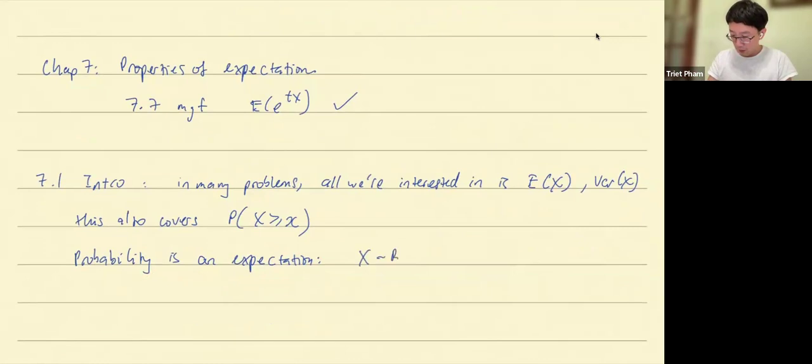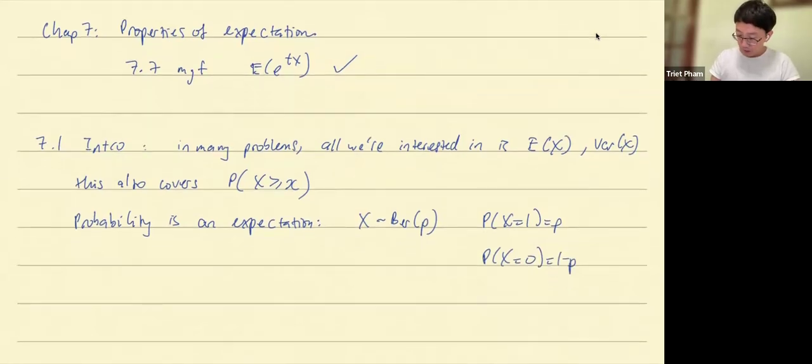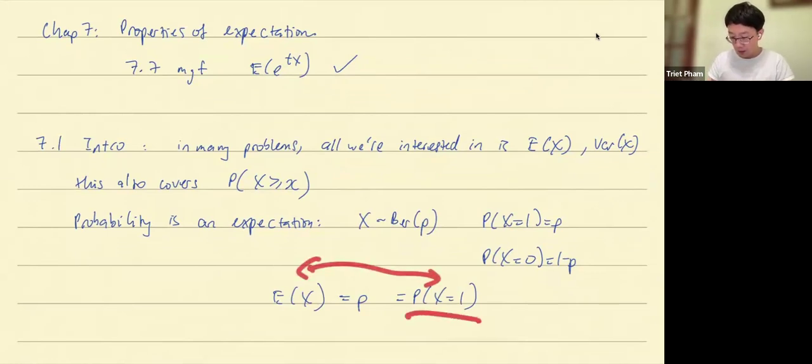If x is a Bernoulli P, meaning that probability of x equals 1 is equal to P, and probability x equals 0 is 1 minus P, then expectation of x is P times 1 plus 1 minus P times 0, which is exactly probability x equals 1. And there you go. That's really it. Probability is an expectation.